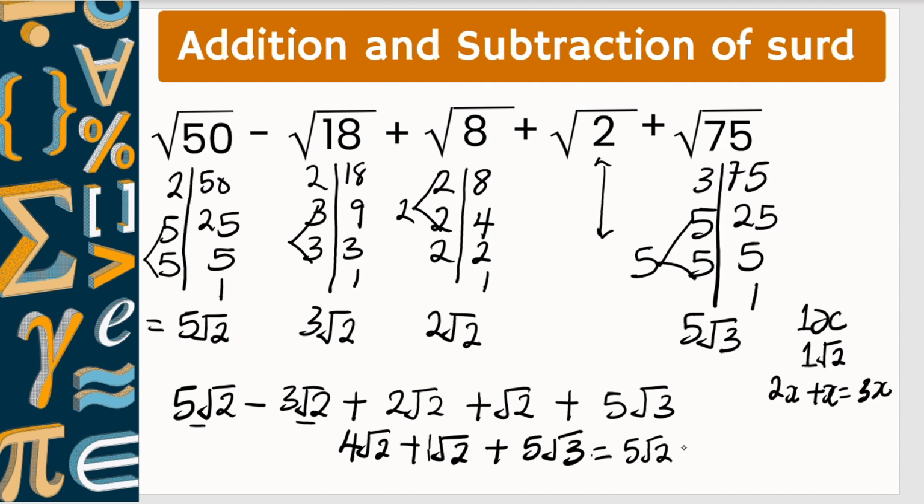5 root 2 plus 5 root 3. Now, are we to simplify 5 root 2 and 5 root 3? No, because they are not like surds. That means the one surd has a radicand of 2, while this one has a radicand of 3. So we can't simplify it. Just the way we can't simplify 2x plus y because they are not like terms.